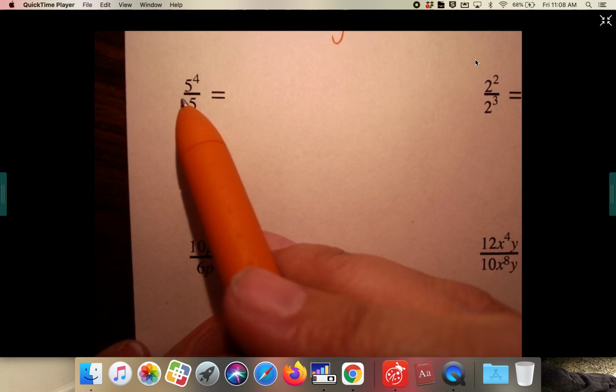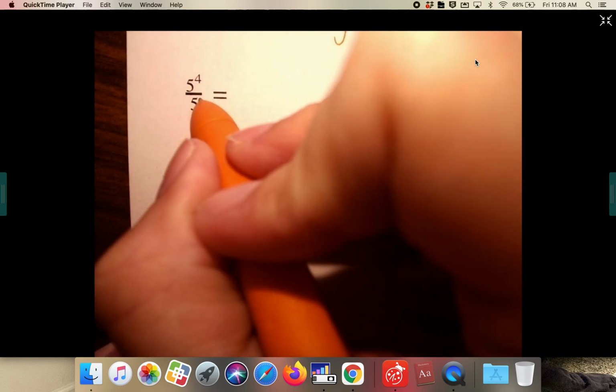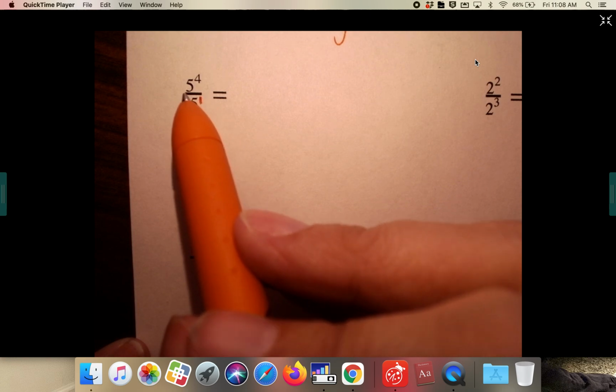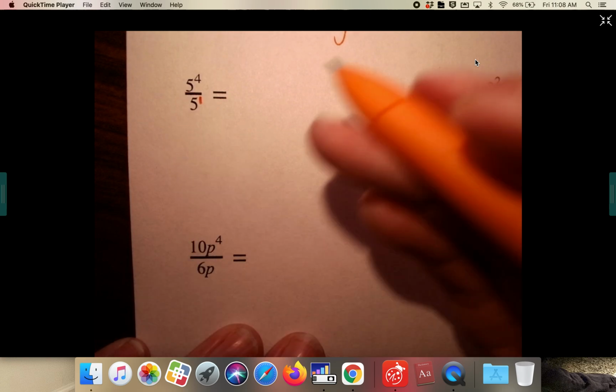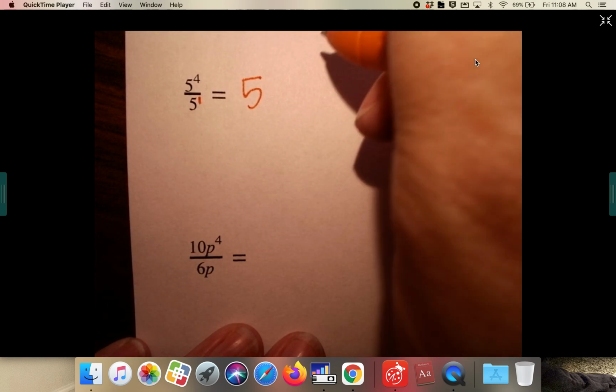5 to the fourth divided by 5 to the nothing, which means there's a 1 there. So if we're going to subtract, because they're both 5s, they both have the same base, 5, then 5 is going to stay the base for the answer, and 4 minus 1 is 3.